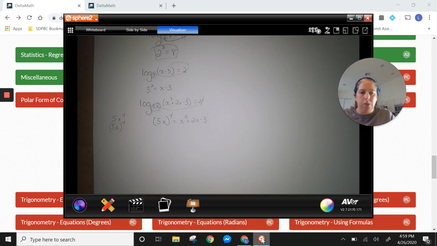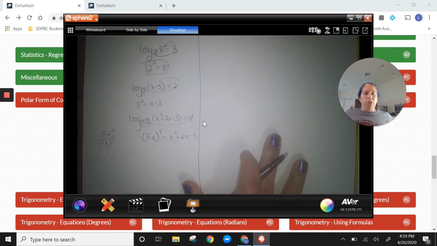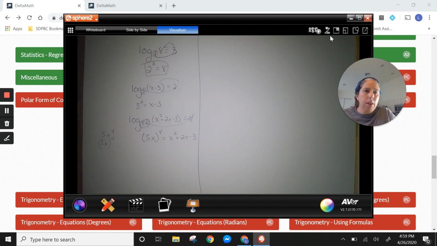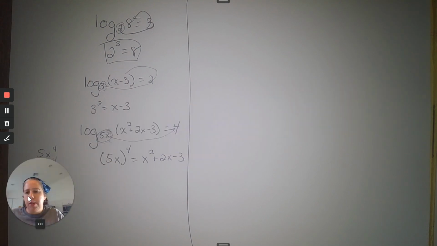All right, so let's go back to over here. The second part of what you're going to do is you're actually going to start solving these, but we're going to use the properties. Maybe make this bigger. All right, so you're going to use the properties to solve these.